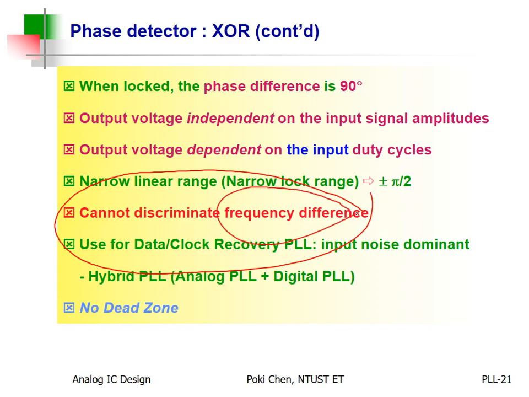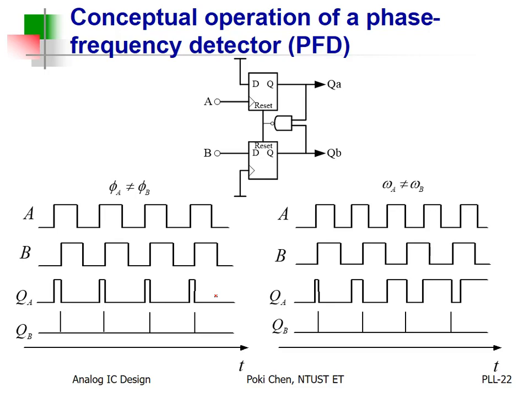They have no way to discriminate the frequency difference. Okay, so what does it mean? If the input and output have different frequencies, most phase detectors just let it be. They don't have the capability to generate higher output for higher frequency, lower output for lower frequency. It's really bad. Okay? Yeah, no dead zone. Anyway, I will explain what is dead zone later. You will know.